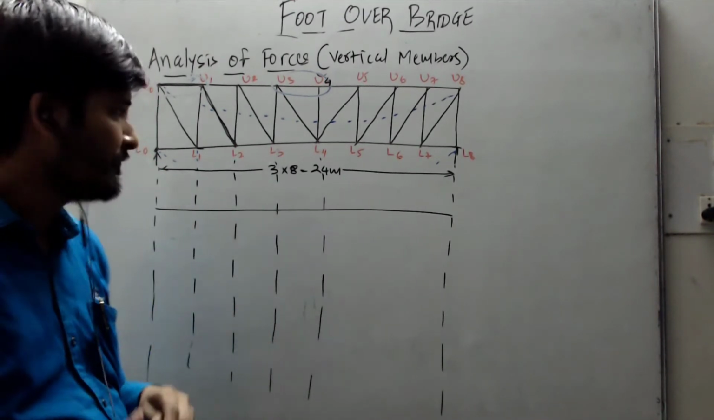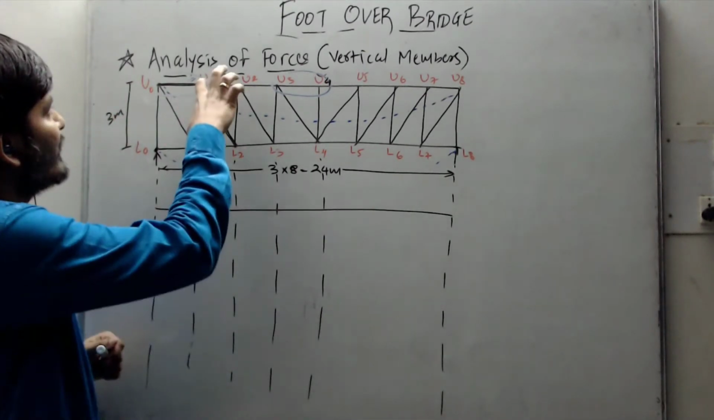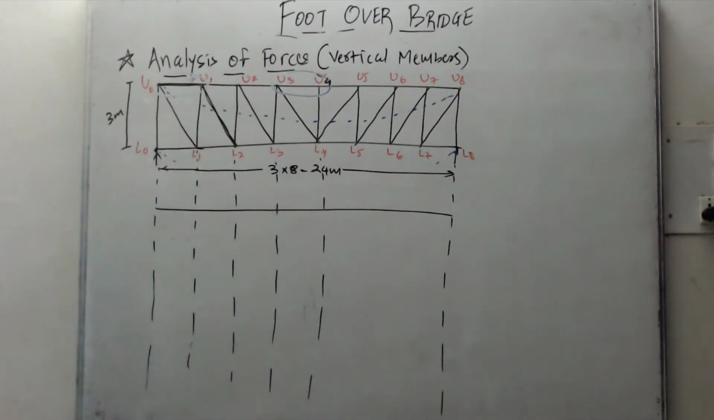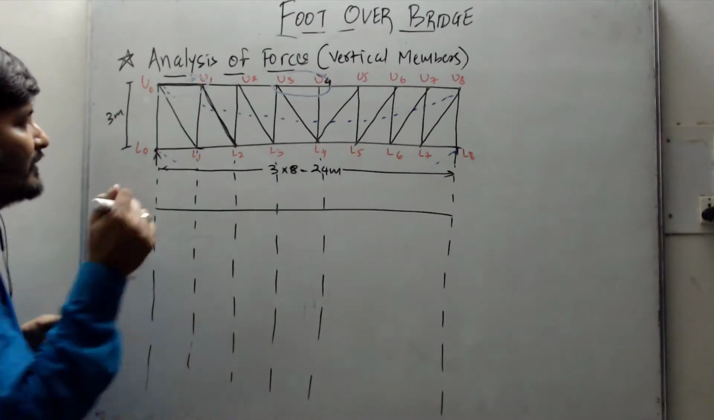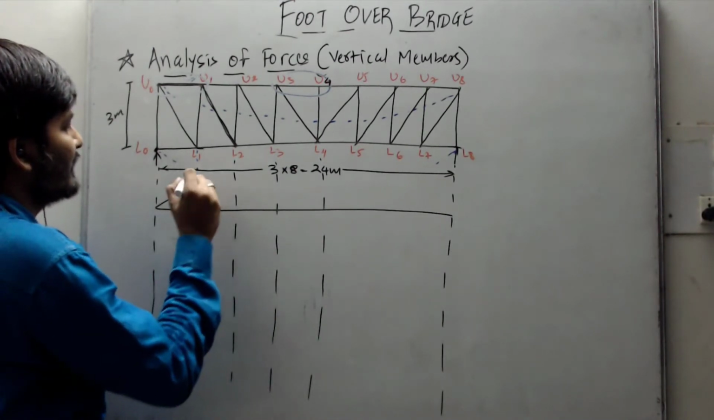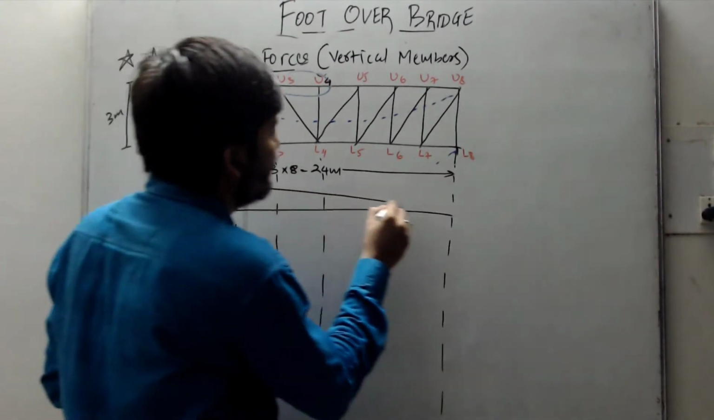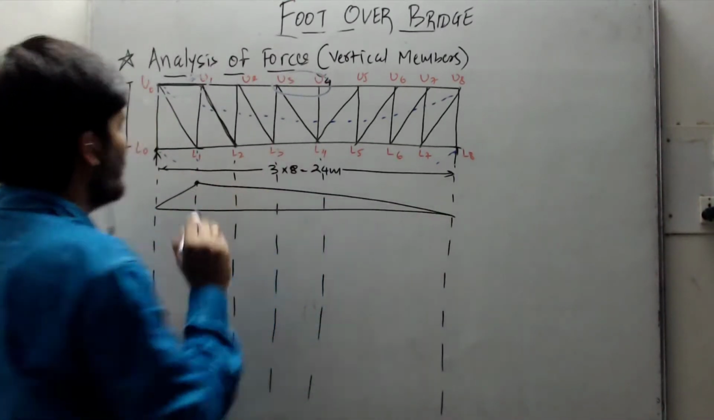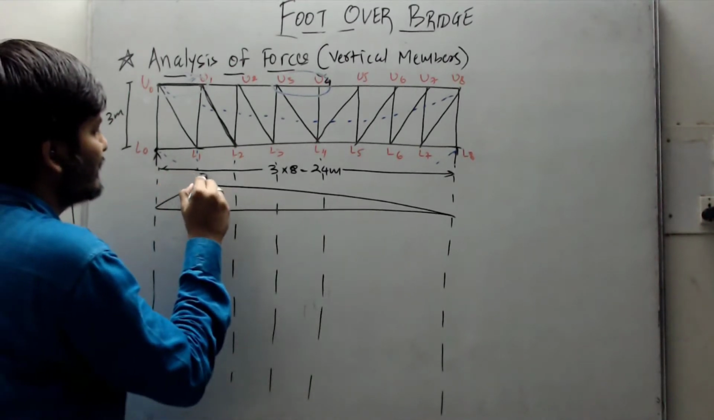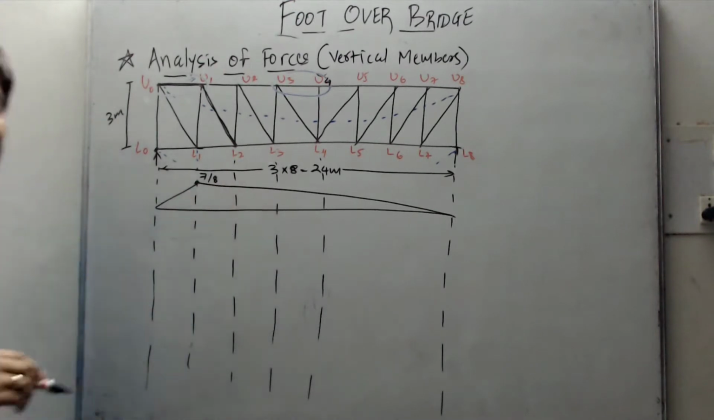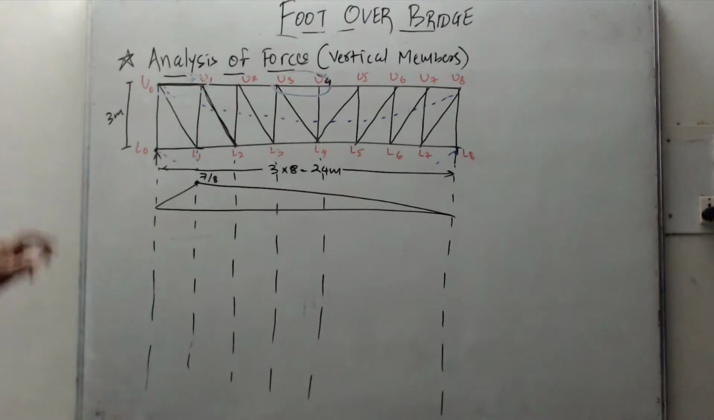So let us start with the first member, that is u0 l0. First let us find out the force in u0 l0. For that the diagram will look something like this, and the value that I want here will be given to us by 7 divided by 8, right? So this is the influence line diagram for the first member, this member u0 l0.